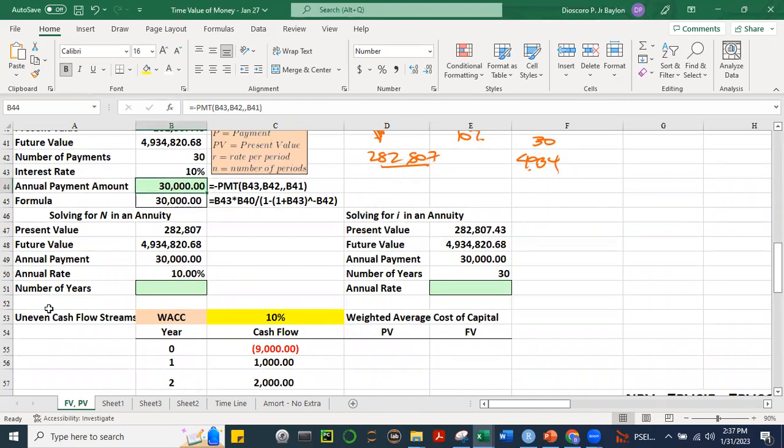So this time, let's compute for the N. We know the answer to this one. The answer here is 30 years.